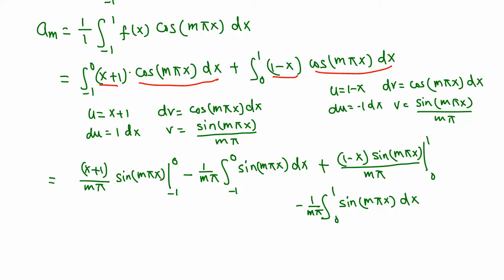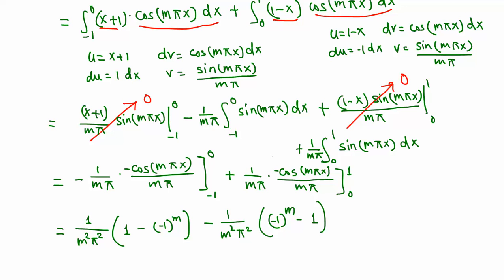Sine 0 is 0, and sine when x is negative 1 is negative sine m pi. This negative can be pulled outside. Sine m pi, m is an integer, and sine of integer times pi is 0, so this whole thing is 0. Or we could have said negative 1 plus 1 is 0. Same thing here, this whole thing is 0. Now we have these two integrals. Let's find that. When we evaluate, the antiderivative of sine is negative cosine divided by m pi.